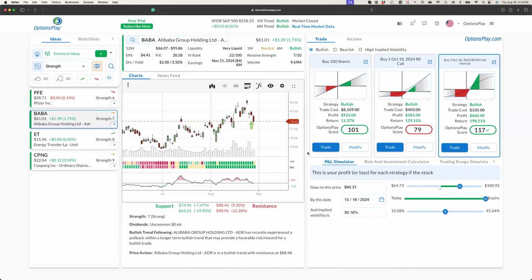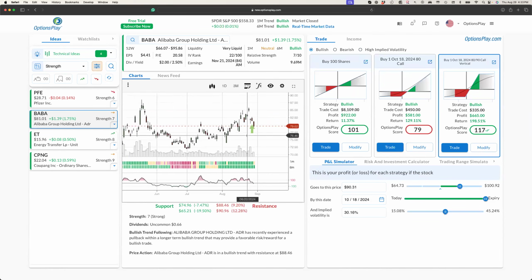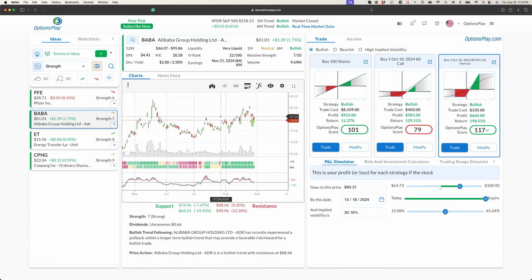Now, when we look at Alibaba here, what I typically want to look for in these trend following ideas is that I want to get in relatively early in the trend.